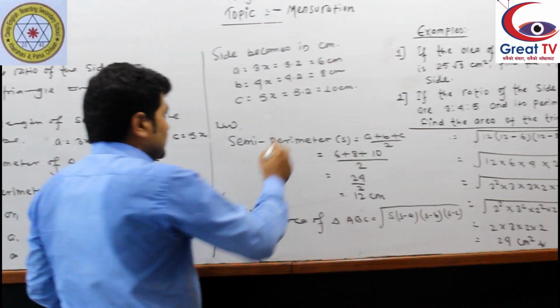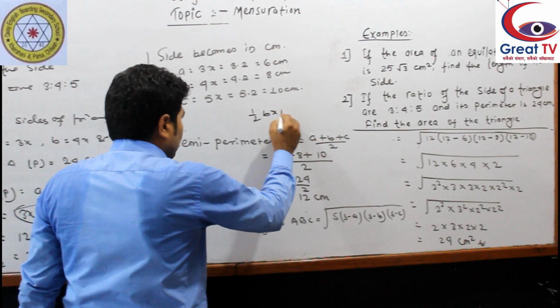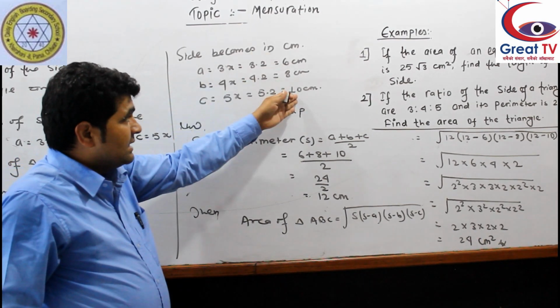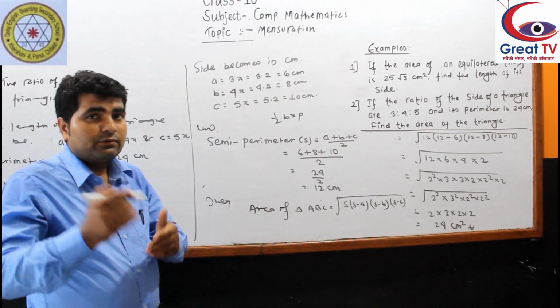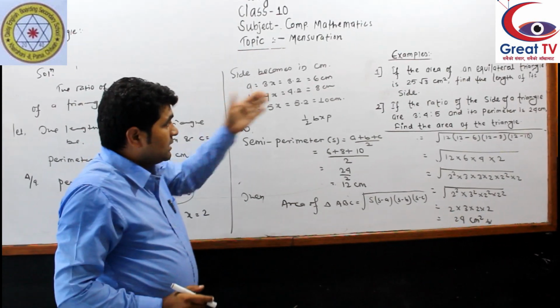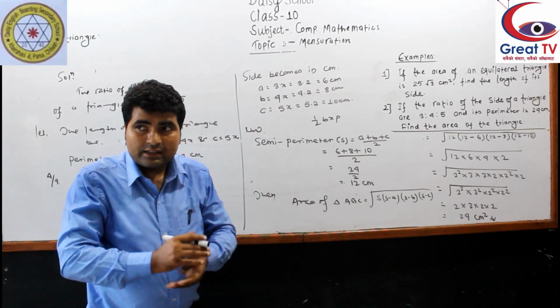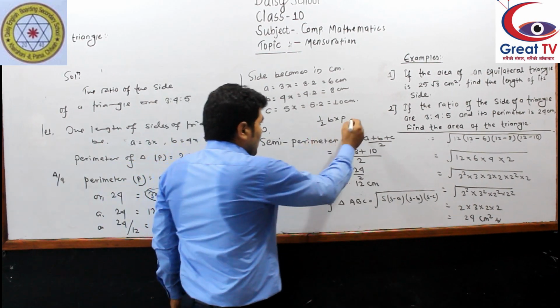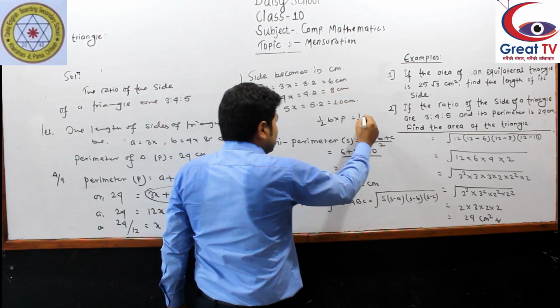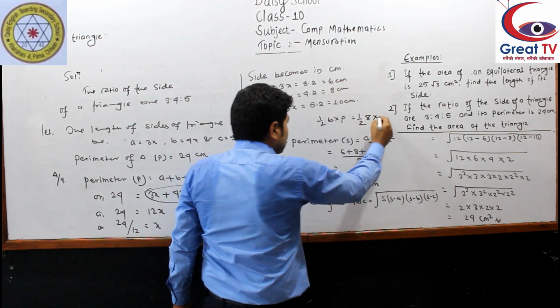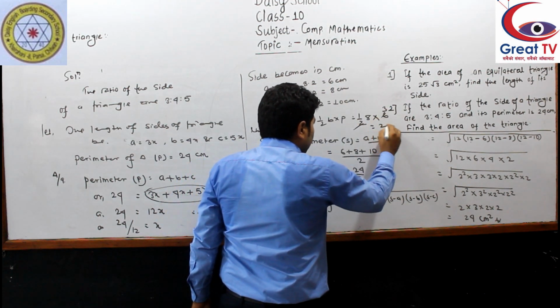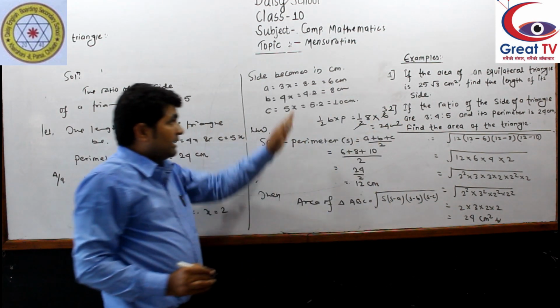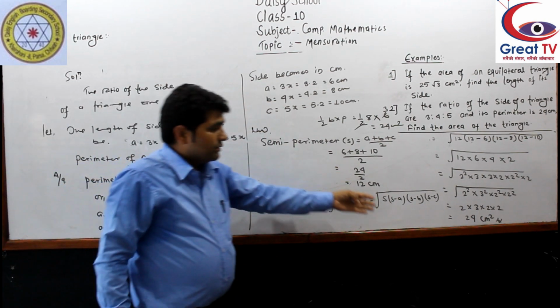Or directly you can use 1 by 2 B into P, or P into B, because these sides represent the sides of a right angle triangle, as these sides satisfy the Pythagoras theorem. So 1 by 2 base into perpendicular. Here base means 8 cm, perpendicular means 6 cm. Now 2 times 3 is 6, and 6 times 4 equals 24 cm square. Directly you can find the area of that one. So you can use any method.